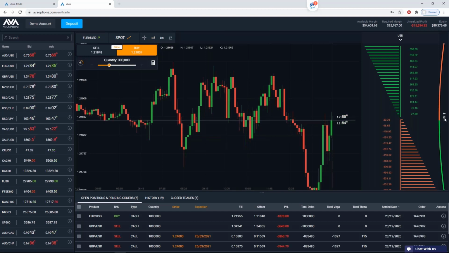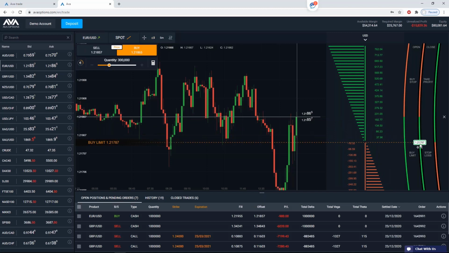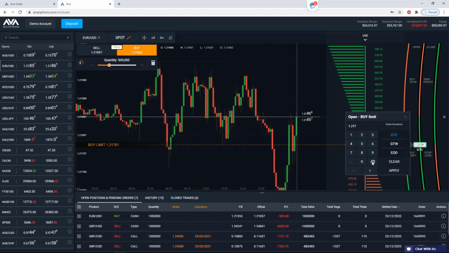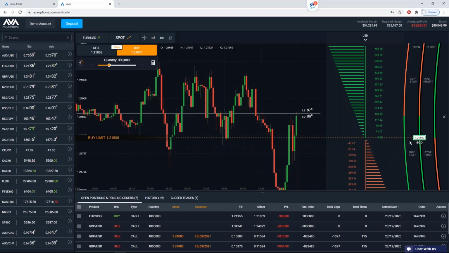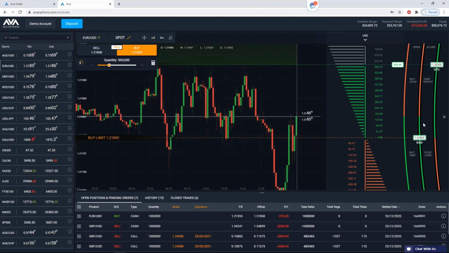And we can put in limit orders. If I click the word limit, I can put in an entry limit. For example, I'd like to enter the trade at 121.80, good until the end of the day. And I'll put in a take profit at 122, good until canceled. So this simply says if I enter the trade at 121.80 on a buy limit and I hit my take profit at 122, that is a 20 pip profit times 300,000, which is a $600 profit.